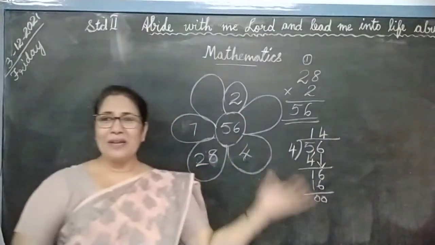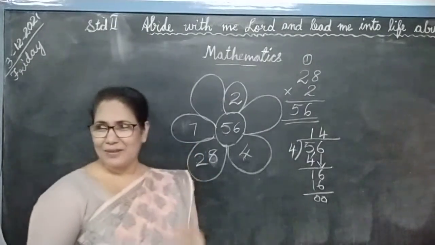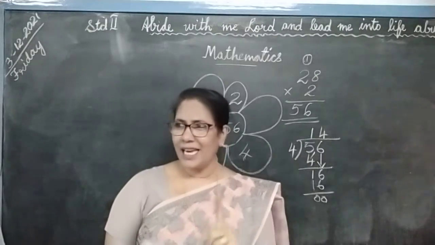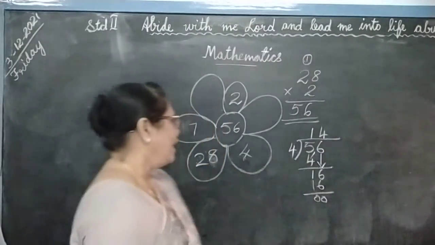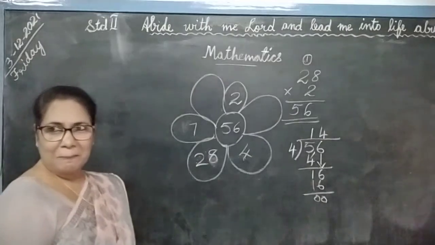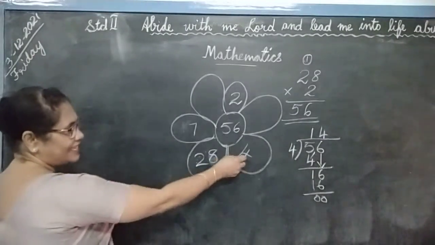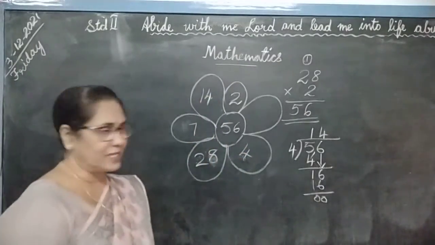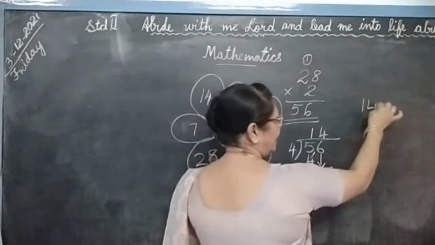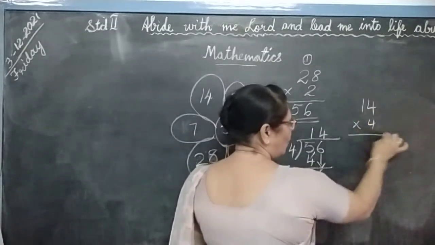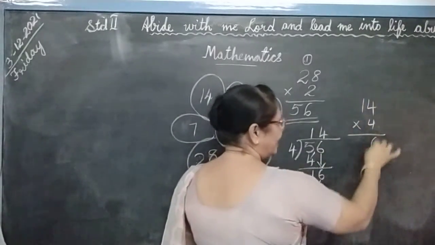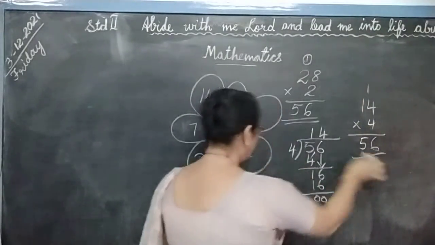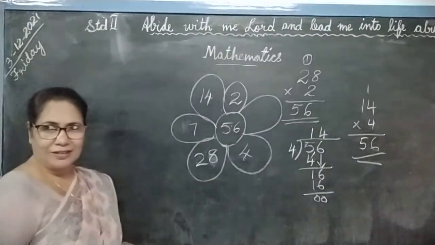So how many 4s are there in 56? Can you tell? 14. Did you get it? Is it clear with you? Yes. Sure? Okay. So where to write 14? Tell me. Yes, just opposite to this. 14 4s makes 56. You want to check that? 14 into 4. 4 4s are 16. Carry 1. 1 4 is 4 plus 1. See, you got the same number.